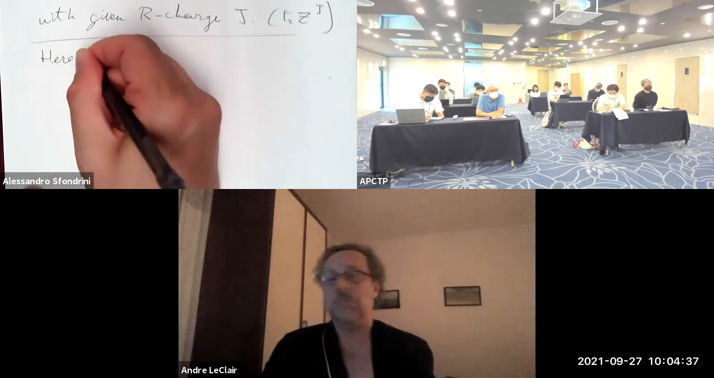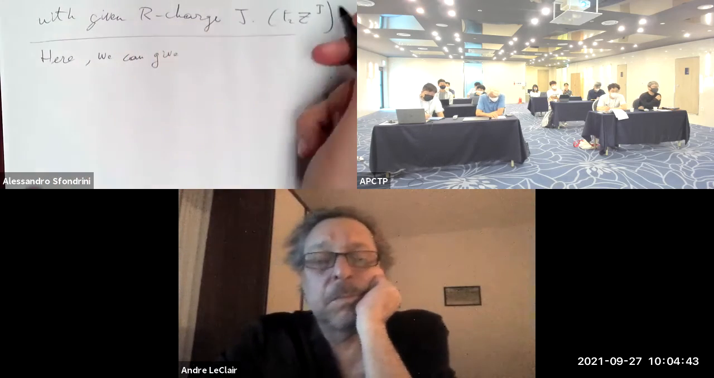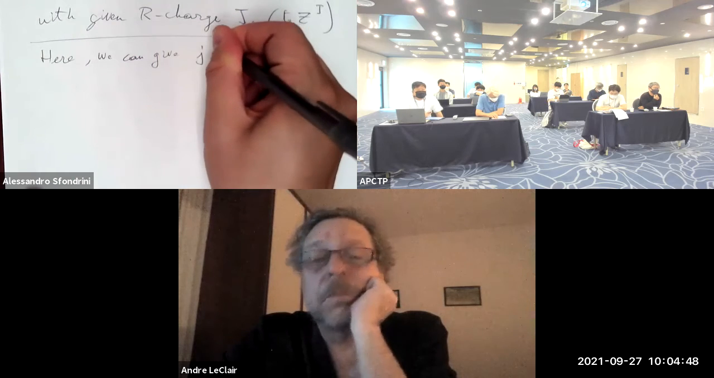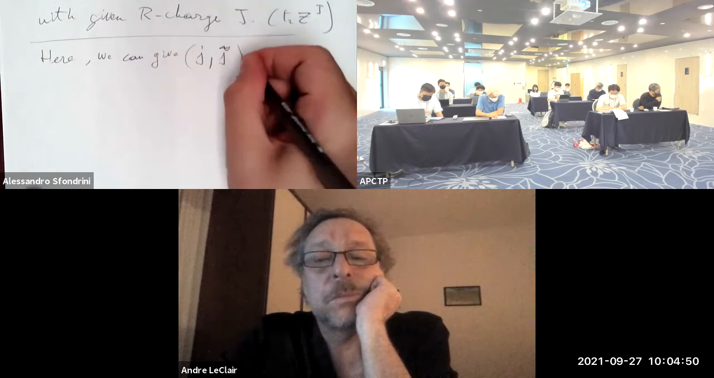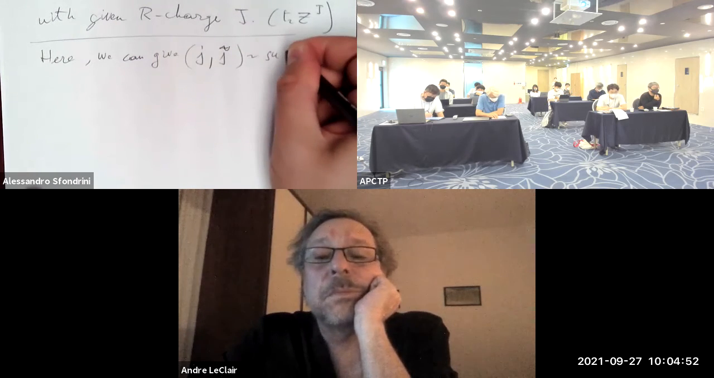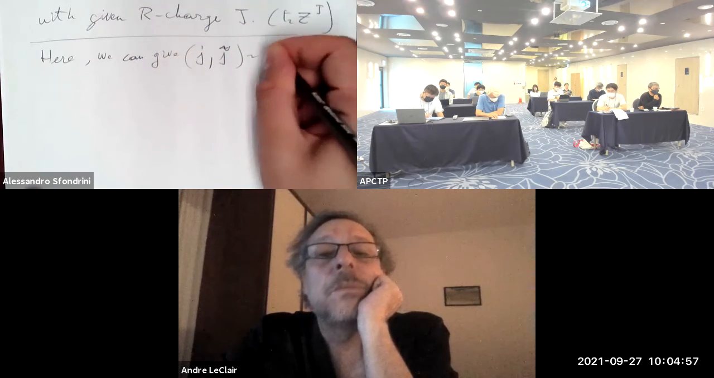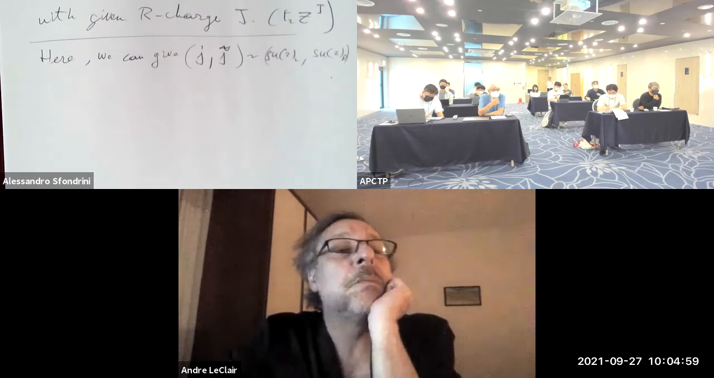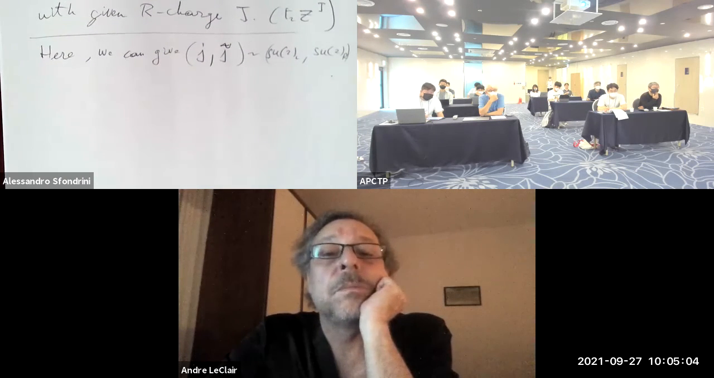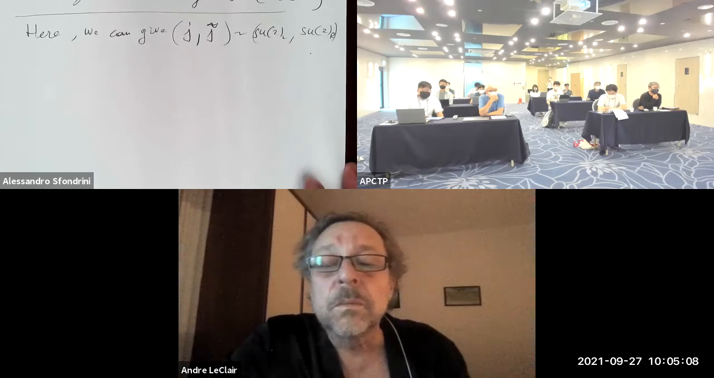Here, instead of giving just J, the R charge, we can give J and J tilde, right? The SU(2) left and the SU(2) right R charge. And the question is, how many multiplets with a given value of J and J tilde are there in this theory? Or for instance, another question is, can I take any J and J tilde?